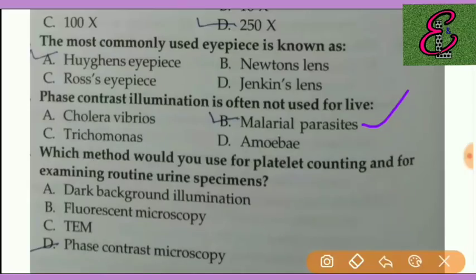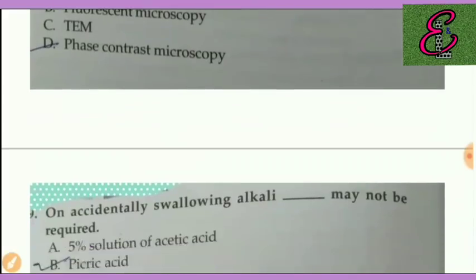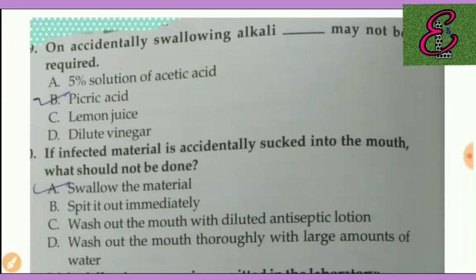Next question, which method would you use for platelet counting and for examining routine urine specimens? The right answer is phase contrast microscopy. Next question, on accidentally swallowing alkali, blank may not be required. The answer is picric acid.